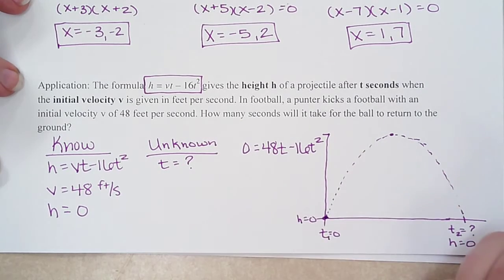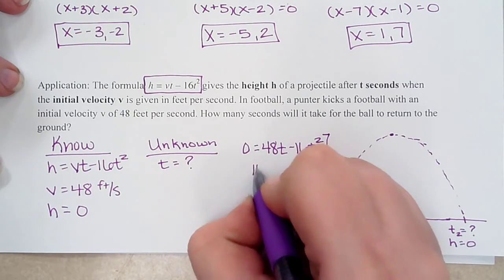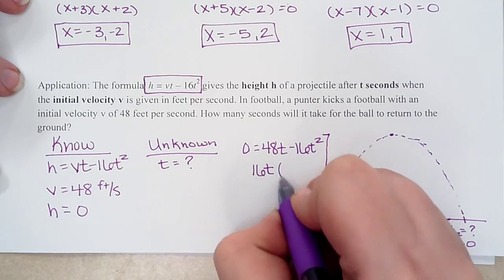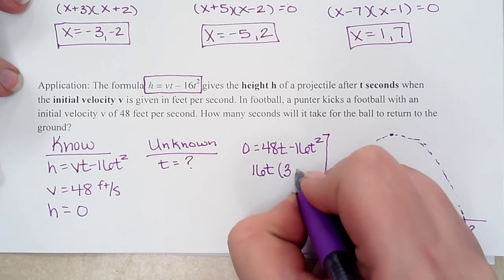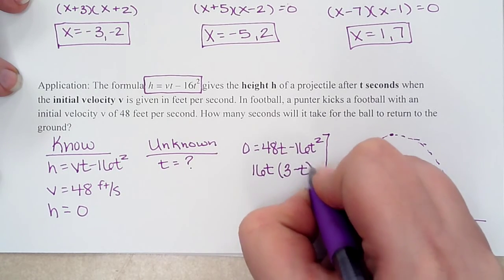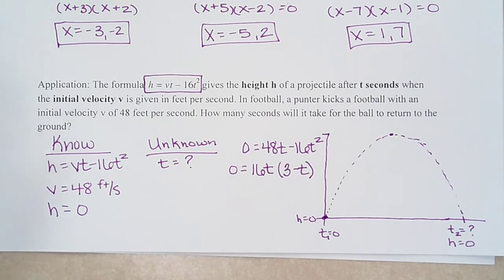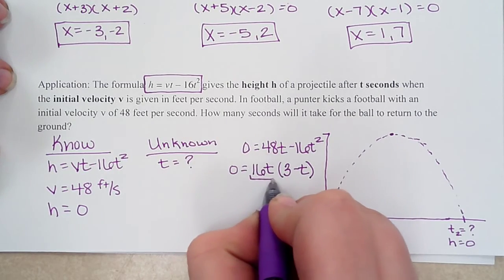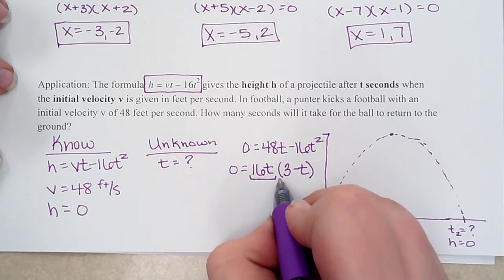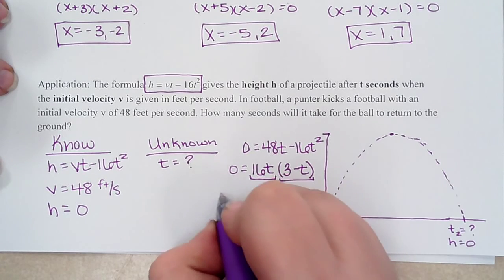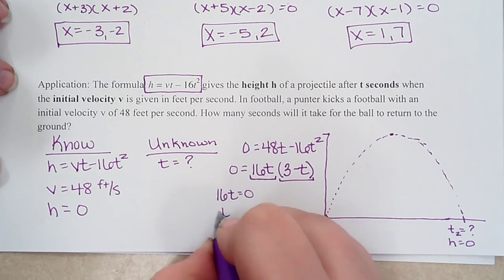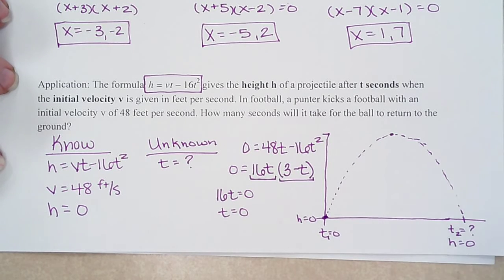So what do they have in common? In this case, they're going to have a 16 and a t. What's left over in the first term is a 3. What's left over in the second term is a negative t, and it's still all equal to 0. Now, based on what we know about the zero product property, either this first piece has to be equal to 0, or the second piece has to be equal to 0. When I set the first piece equal to 0, I see that time is 0. Well, funny enough, we actually already knew that. We know that time 1 is when it starts, or when it is kicked. So I automatically know that this is time 1.